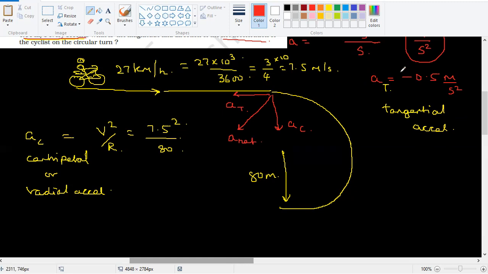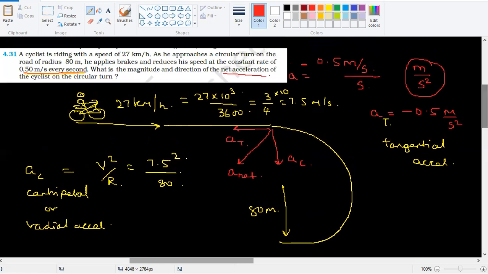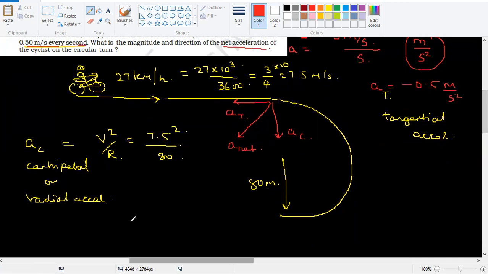Anybody not following? So you know AT, you know AC, you can calculate the A net acceleration. Let's read the question one more time. What is the magnitude and direction of the net acceleration? So you are supposed to calculate this one. Since it is 90 degrees, I can directly use Pythagoras. So A net is equal to, of course, you can use A squared plus B squared plus 2AB cos theta, but cos 90 will become 0. So what is left is the square root of AT square plus AC square.